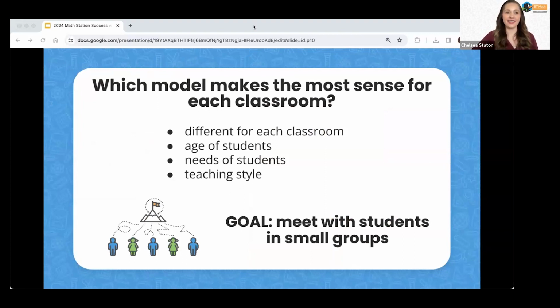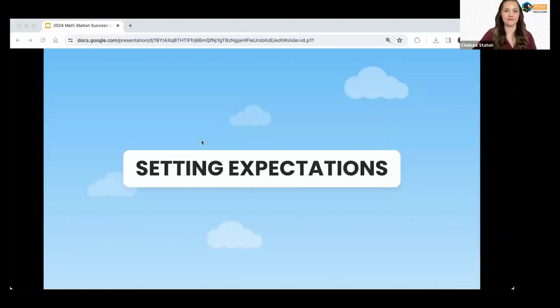So the main thing is what's going to make the most sense for each classroom. And you might be at a school where there's 40 different classrooms and all 40 of them are doing stations a different way, and that's fine. The main thing is the goal is we are meeting with small groups. That's why we're doing stations. And so if we aren't meeting with students in small groups, why are we doing stations? So just know that you might walk into every classroom and see it look different based on the needs of that classroom, the grade level for that classroom, that teacher's teaching style, but how are they pulling small groups and making that work?